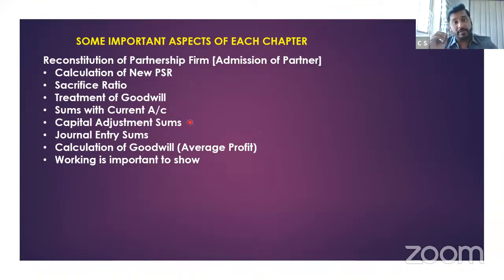So those questions are important because most of the students find this part difficult. They don't understand how to find the proportionate capital of each partner and then do the adjustment in cash or bank or loan or current account. So please go through all these questions where capital adjustment sums are there. Okay. Journal entry sums in admission, calculation of goodwill, that average profit method typical, that needs to be done. Working is very important because you need to show your working.